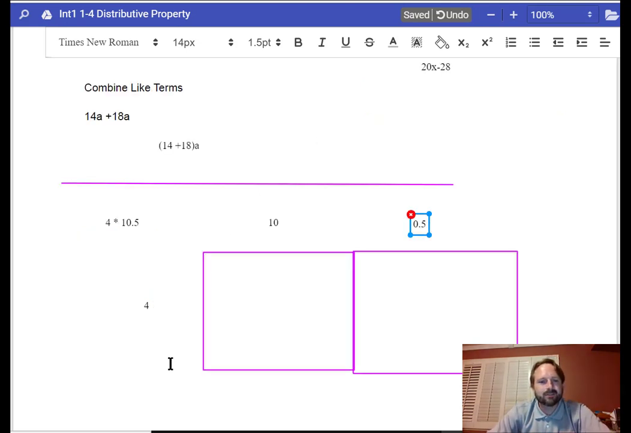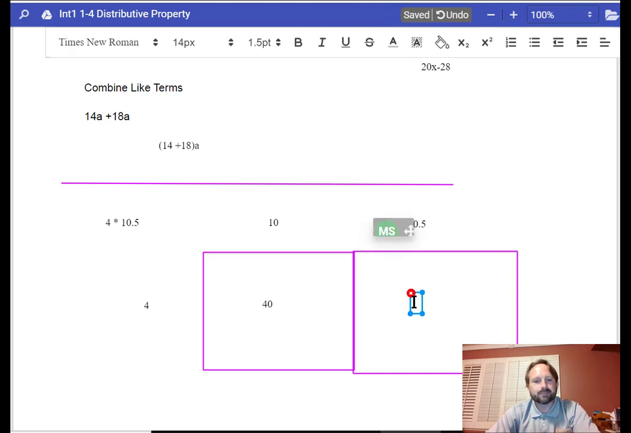All right, guys. So here's the last one. You have 4 times 10.5. Remember that from the properties up above? That's the same thing as 4 times 10. So we break it up into its parts. 4 times 10 is 40. And half of 4 is 2. Add them together, you get 42. So this is a lot easier than just multiplying 4 times 10.5.